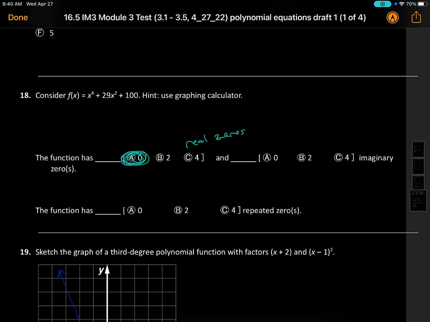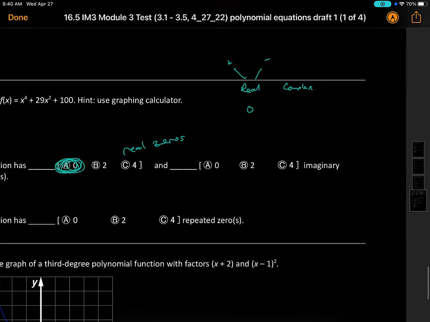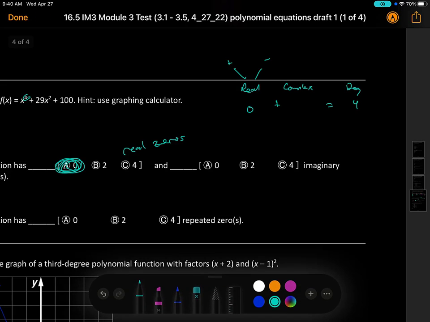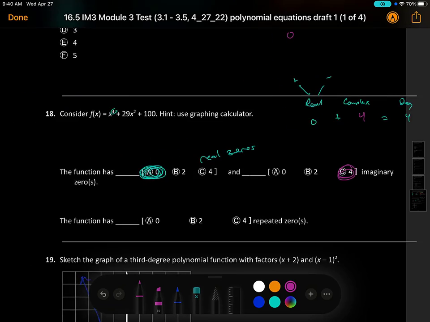Okay, so going back to the chart, back up there, if I have 0 reals, remember reals can be both positive and negative from the last problem, right? But if I have a fourth degree, that means what's that number for complex? That means my complex has to be 4. So that would be C.